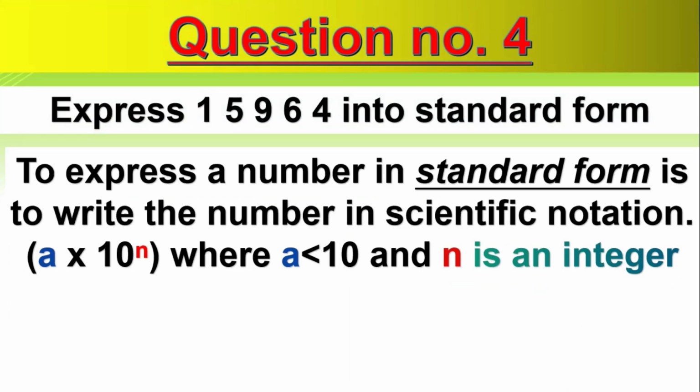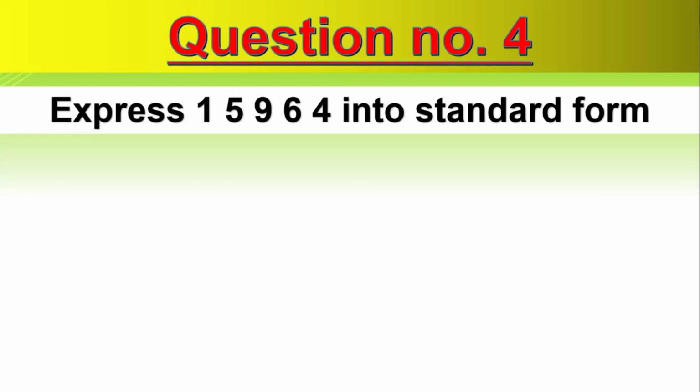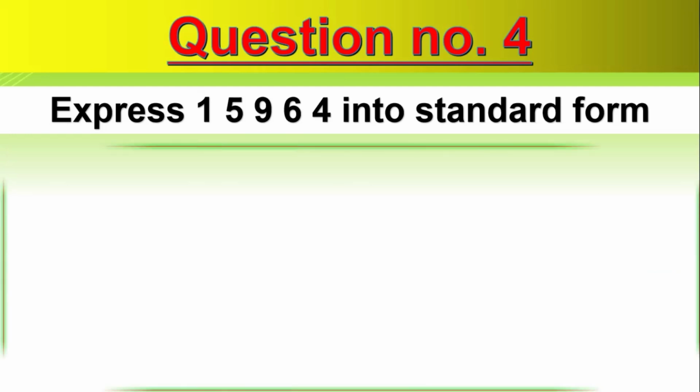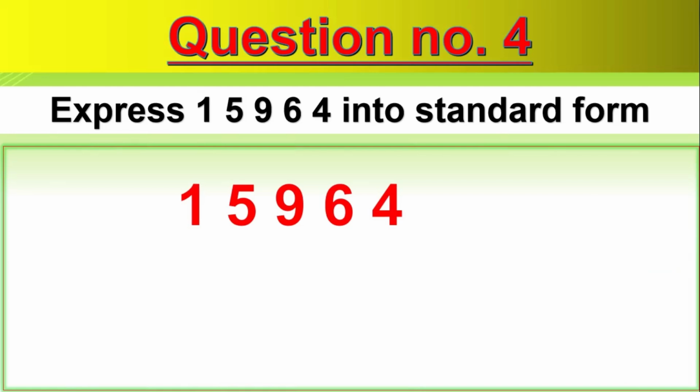To express a number in standard form is to write the number in scientific notation. That is A times 10 power n, where A is less than 10 and n is an integer. So that is what we call writing a number in standard form, just changing to scientific notation. So this will be 15. Then from your right, we count up to where we have here, because the number must be less than 10.